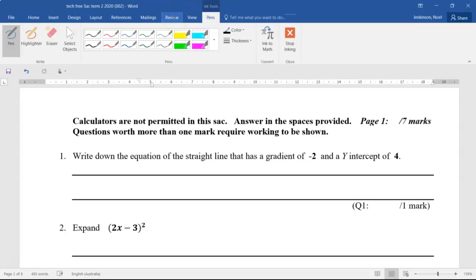So here we go, first question, only worth 1 mark. So really you just need the answer. We can see that the gradient is -2, the y-intercept is 4. So if I put that into the equation of the straight line, I get -2x plus 4. That answer is worth 1 mark.